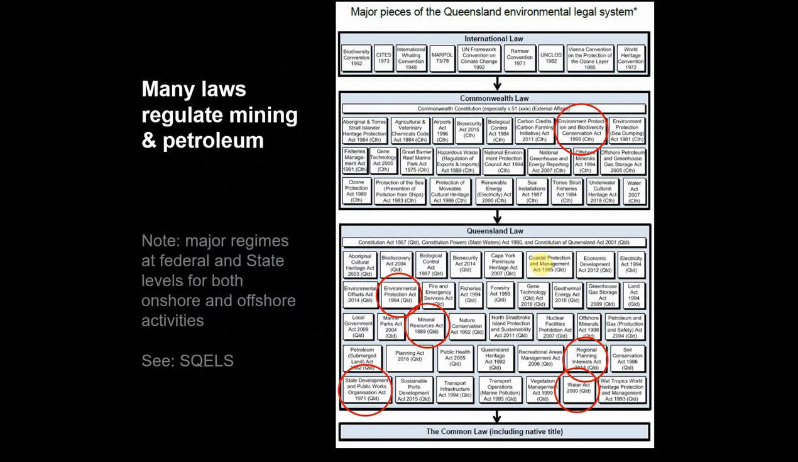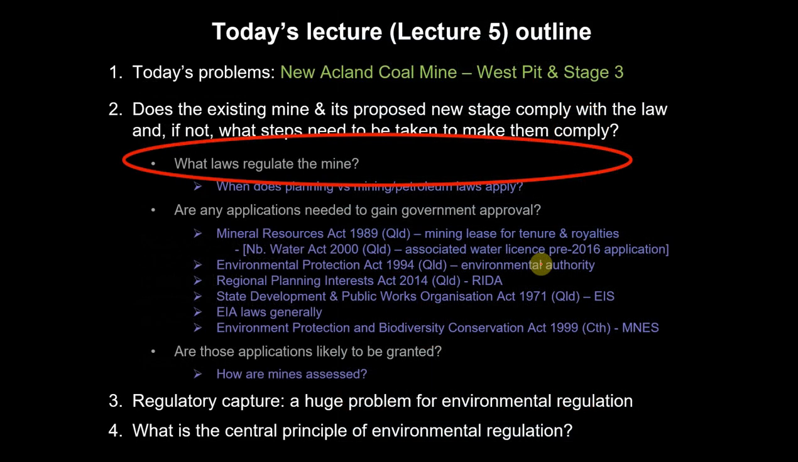I've given you this diagram way back in lecture one. There's many laws that regulate mining and petroleum. At a Commonwealth level, the Environment Protection and Biodiversity Conservation Act is one. But most of the detailed regulation is dealt with at a state level, and there's a series of acts that are relevant. The Environmental Protection Act, the Mineral Resources Act, the Regional Planning Interest Act, the Water Act, and the State Development Public Works Organisation Act are five important bits of legislation for this mine in particular.